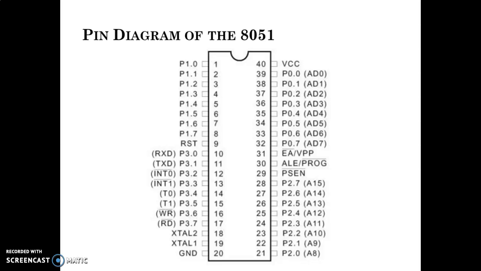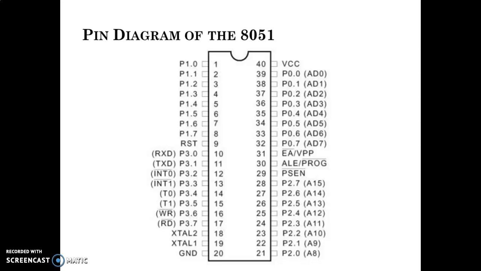Pin 10 is the receive pin, 11 is the transmit pin, 12 is the interrupt 0 bar pin, 13 is the interrupt 1 bar pin, 14 is timer 0, 15 is timer 1, 16 is write bar, 17 is read bar. Pins 18 and 19 are the crystal oscillator pins, crystal 2 and crystal 1. The 20th is the ground pin. Now 21 to 28 are port 2.0 to port 2.7, that is the port 2 pins.